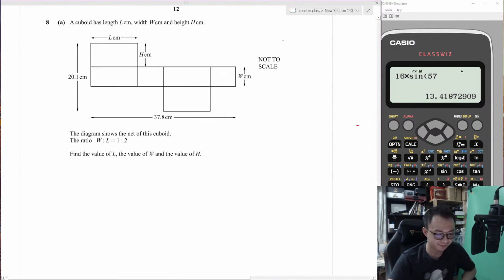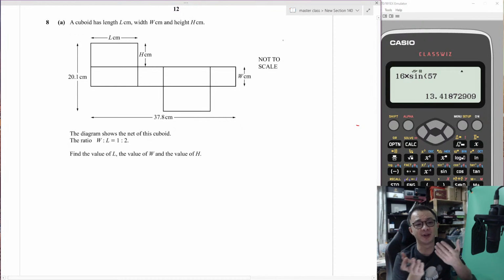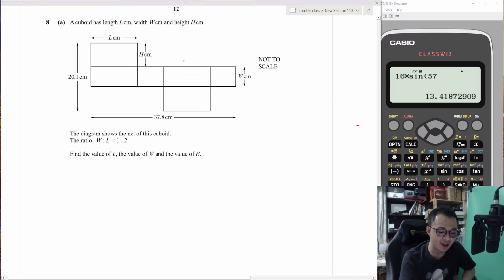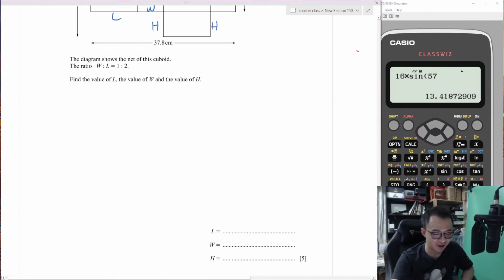Okay. This is a cuboid. So he actually opened up the cuboid here. Over here, I know this one should be L, and this one should be L, and this one is W. If I throw this way, this one should be height, and this one will be the height as well. This one will be the height as well. Then this one will be W. This one will be W. Okay, so I have all the values already. How many marks for this one? A lot of work. 5 marks.